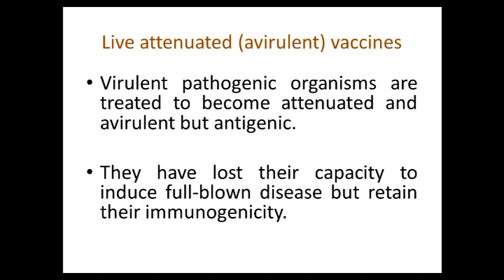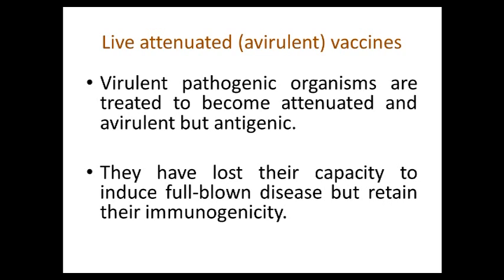Live attenuated or avirulent vaccines, as they are known. We need to understand that virulent pathogenic organisms, or organisms having the capacity to infect and cause infection and disease, are treated. In other words, they are subjected to chemical or biological treatment so that they become attenuated and avirulent, whereby they lose their pathogenicity but still remain antigenic.